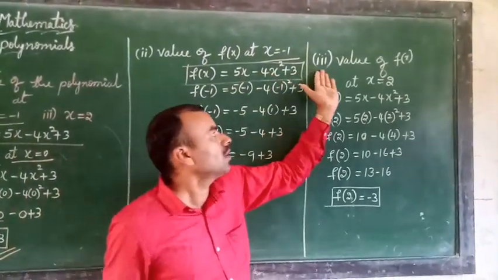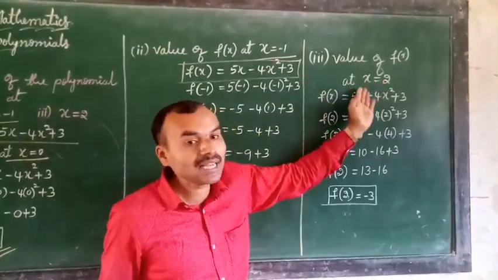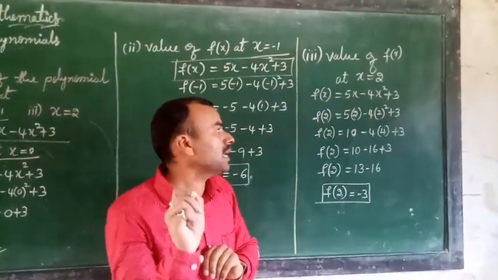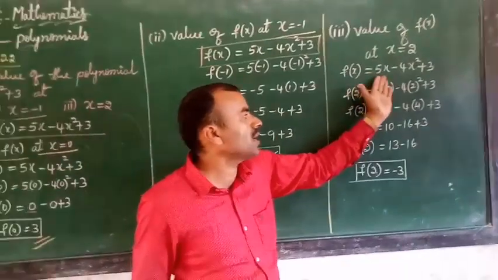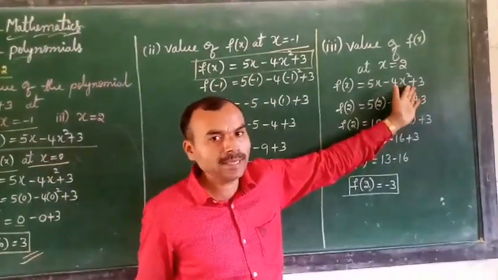Next, third one, value of f of x at x equal to 2. In the place of x we put 2. f of x is equal to 5x minus 4x square plus 3.